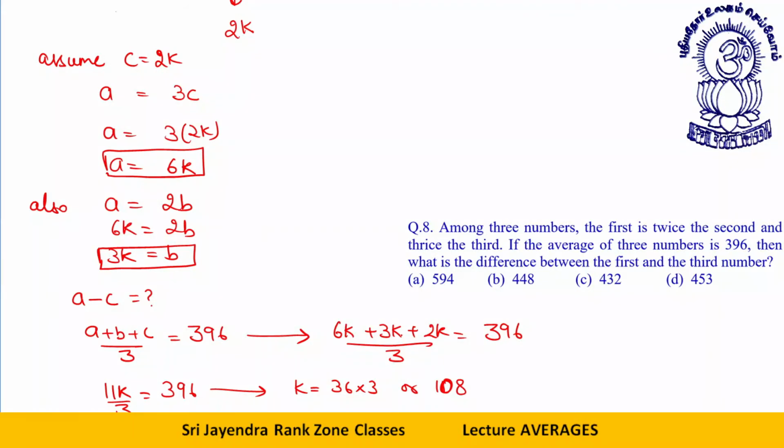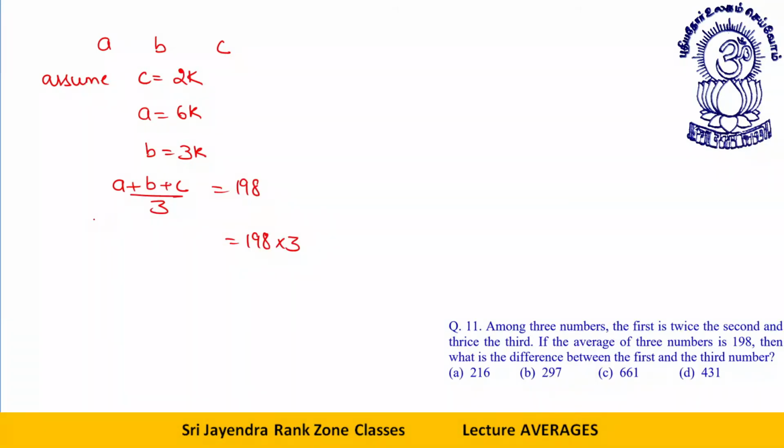Okay, no mistake. Fine. So A is 6K, B is 3K, and C is 2K. 11K is equal to 198 into 3, or I can say 11 into 18 into 3. Therefore, K comes out to be 54.